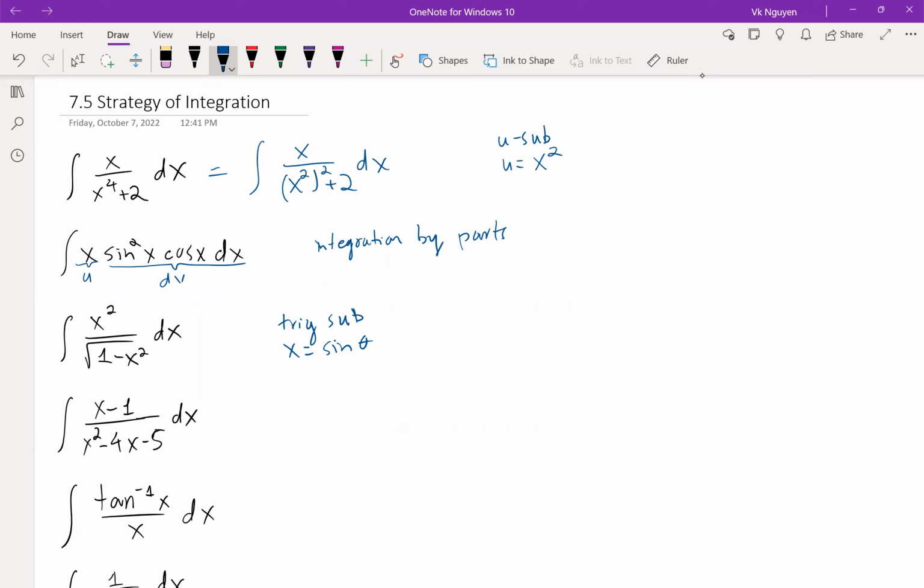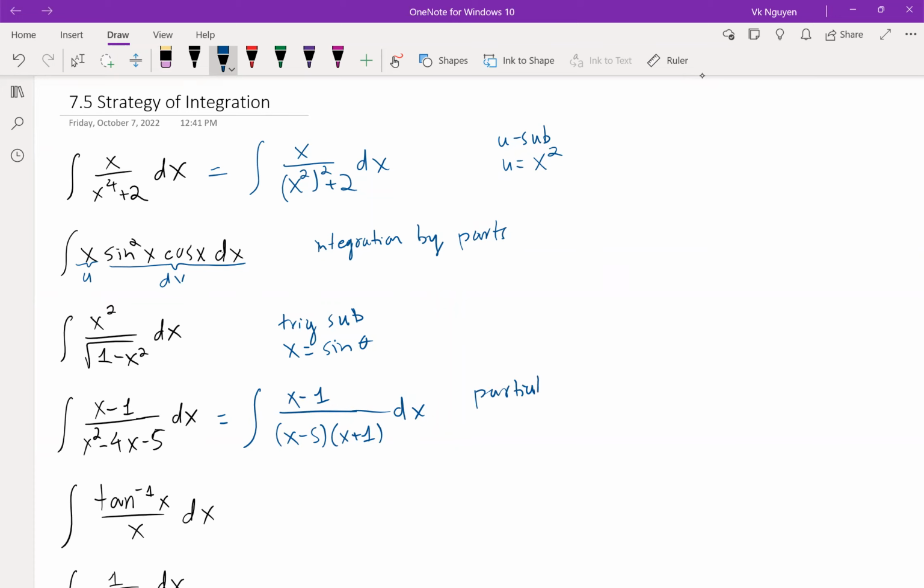Next, the integral of x minus 1 over x squared minus 4x minus 5. That is a rational expression. Let's factor the bottom. The bottom can be factored into x minus 5 times x plus 1 dx. Oh, so we can factor the bottom. Then we can use partial fraction.